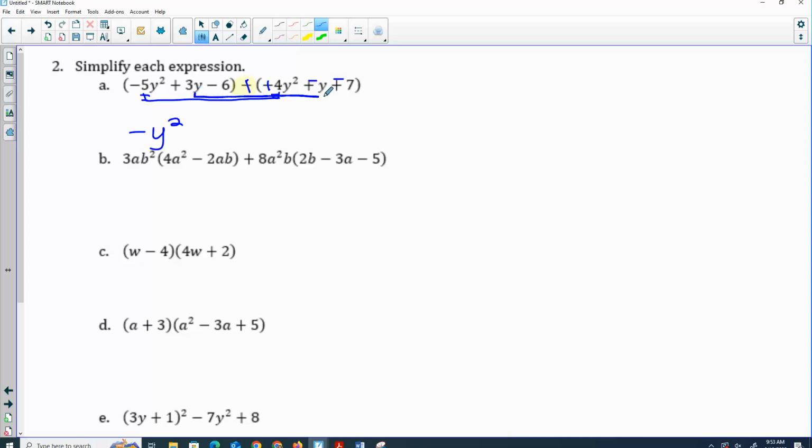Positive 3y and negative 1y. So 3 minus 1 is 2y. The variable doesn't change, you're just adding numbers in front. Negative 6 plus negative 7 is negative 13.